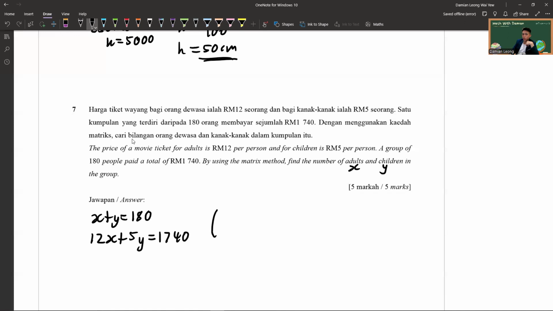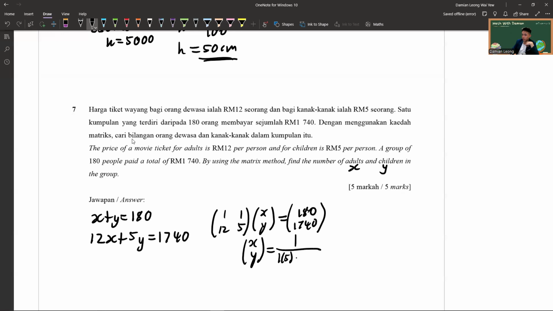So when we form the matrix, 1, 1, 12, 5. Yeah. Which one comes first doesn't matter. Times x y equals to 180, 1740. So to find x y, we need to use inverse matrix. So 1 over this one, AD, 1 times 5 minus BC, 1 times 12.